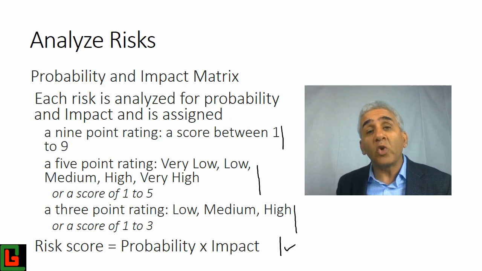So we talked about two extreme examples where there was a very low probability and very low impact, and we reached a risk score of 1. And then there was another event which had a very high probability and a very severe impact, where we had a risk score of 81. So that's how the risk score is calculated.